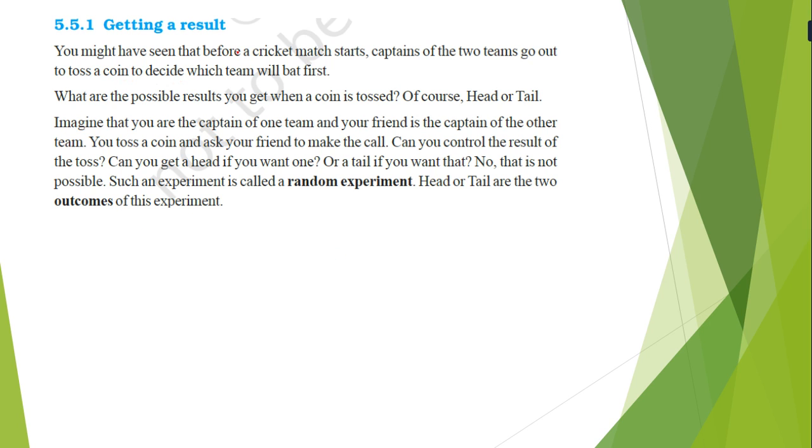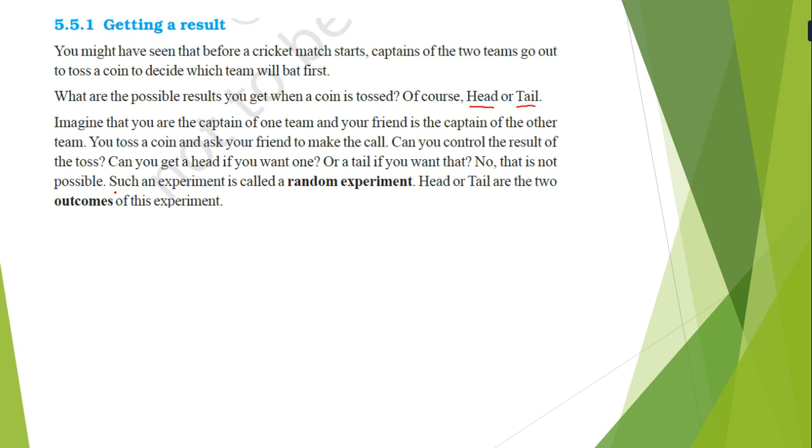You might have seen that before a cricket match starts, the captains of the two teams go out to toss a coin to decide which team bats first. So what are the possible results you get when a coin is tossed? Of course, head and tail. Imagine that you are the captain of one team and your friend is the captain of the other team. You toss a coin and ask your friend to make the call. Can you control the result of the toss? Can you get a head if you want one, or a tail if you want that? We can say no, that is not possible.